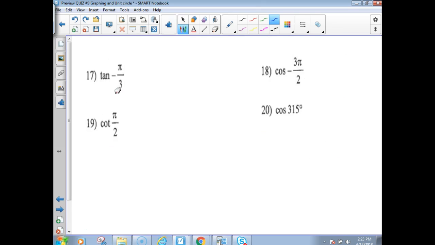17, negative pi over 3, just so you know where that is. It's quadrant 4. I'll explain it with the point using the unit circle. At negative pi over 3, aren't we at positive 1/2, negative square root of 3 over 2? You guys have a unit circle to look at. I'm trying to memorize. Okay, yeah, that's right. So then the tangent is y over x, so it's negative square root of 3 over 2 divided by 1/2. You multiply by the reciprocal of 1/2, and you get negative square root of 3.